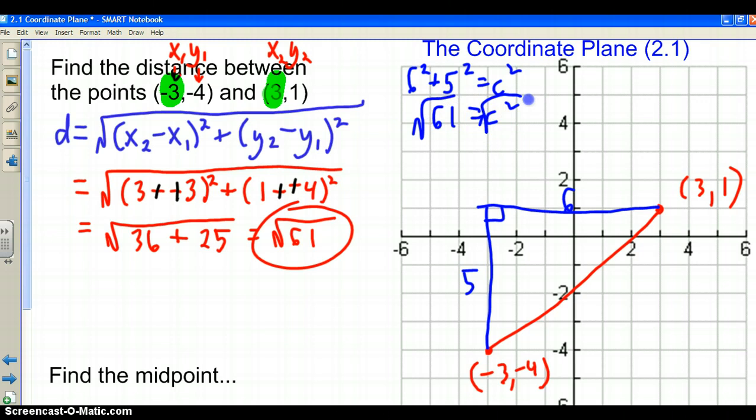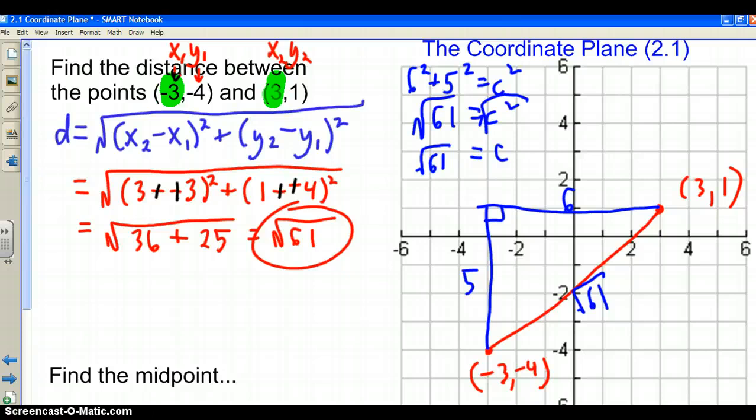Do I have to put plus or minus right here? I don't think so. The reason is we are talking about a distance here. And so the distance is the square root of 61, or approximately 7 point something.